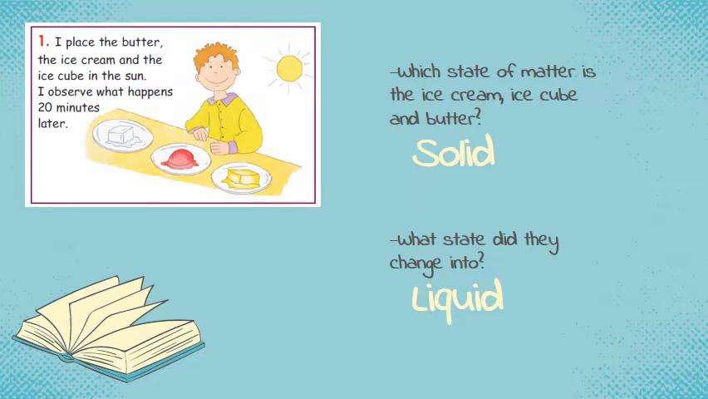First, which state of matter are the ice cream, ice cube and butter in, before we put them in the sun? The state of matter of the ice cream, ice cube and butter before we put them in the sun is solid. Okay, and what state did they change into? When we put the ice cube, the ice cream and the butter in the sun, they melt. So they change from solid to liquid.